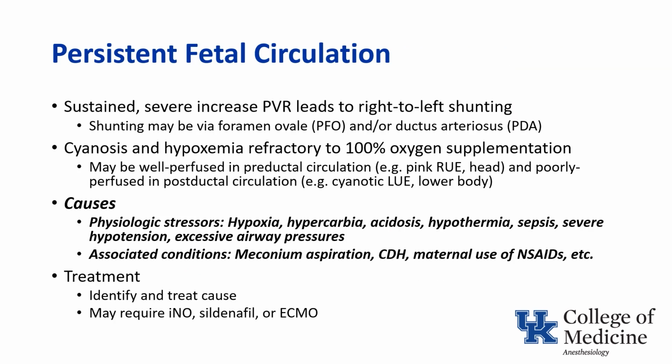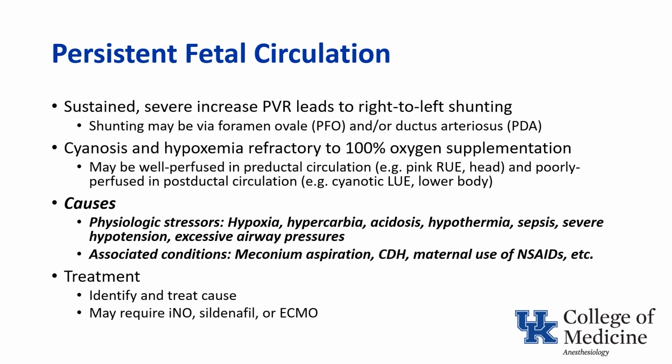Our next keyword is persistent fetal circulation. Persistent fetal circulation is when there is a sustained and severe increase in pulmonary vascular resistance that leads to persistence of right to left shunting. The shunting can be either at the foramen ovale via a patent foramen ovale, and/or a patent ductus arteriosus. In this condition, you have cyanosis and hypoxemia, which is refractory to 100% oxygen supplementation.